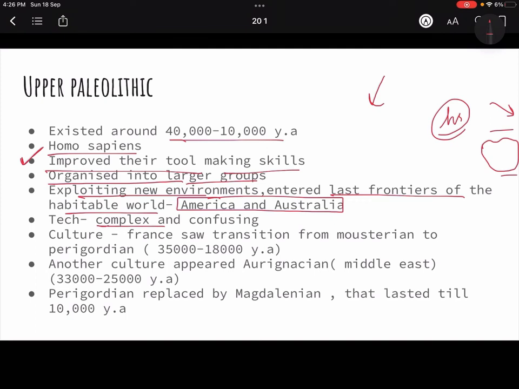Technology had become complex and confusing. That means the tools they were using were more complex and confusing now. We will see the tools, don't worry about that. Mostly they were using the blade technology.